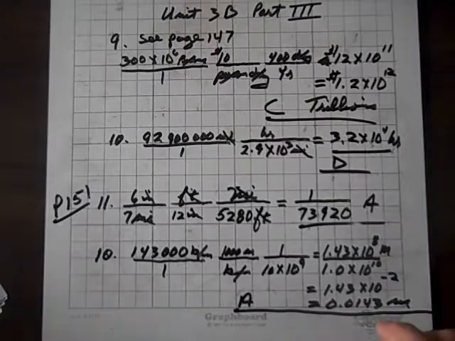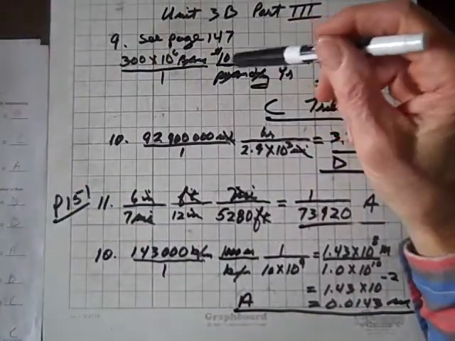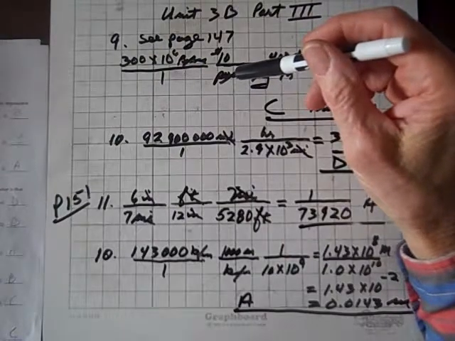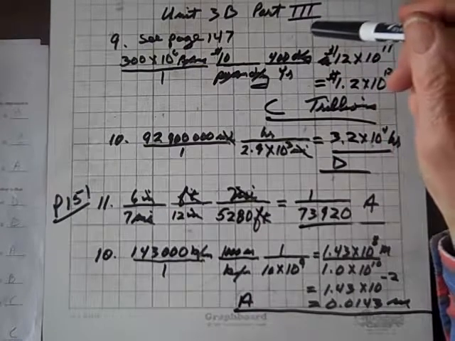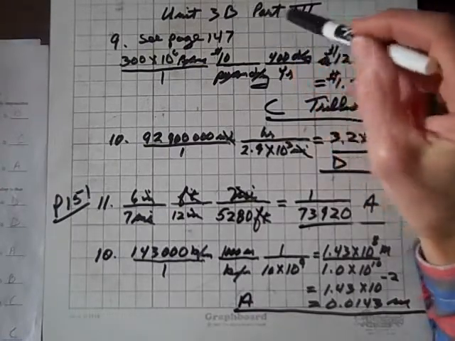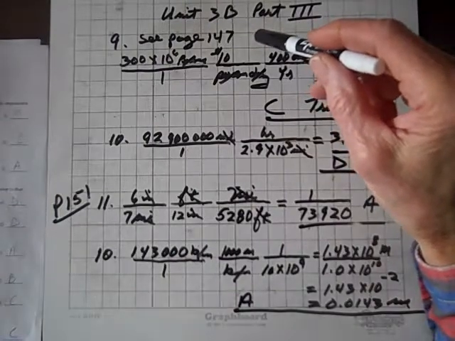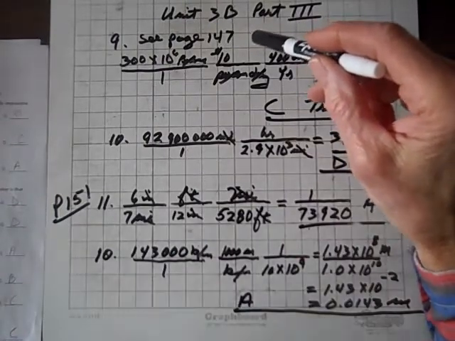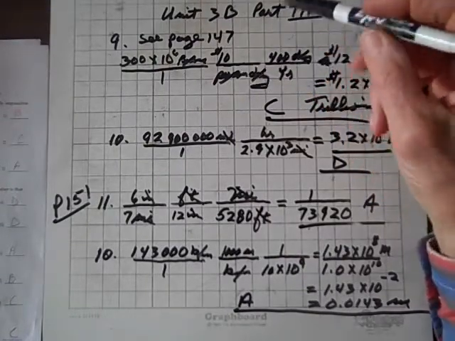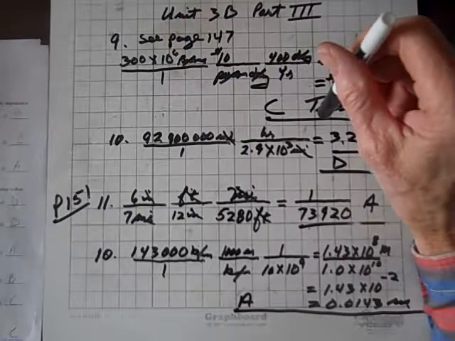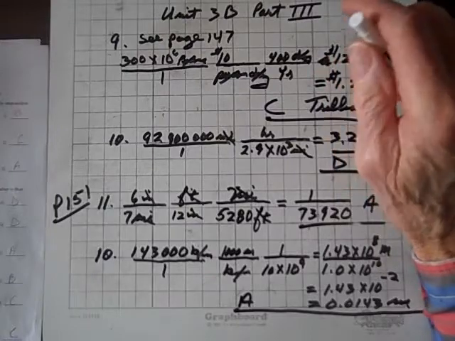Okay, so this is Unit 3B, Part 3. And for number 9, it says, what's the order of magnitude? And by the way, for the order of magnitude, see page 147. If it's units of 1 or 10 or 100, each one of those is an order of magnitude, or 1,000 or 10,000. So, what's the order of magnitude of money spent on food each year by Americans?